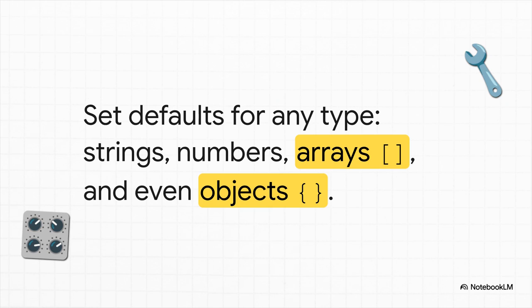And this isn't just for simple strings, not at all. This is where it gets really powerful, when you realize you can set defaults for pretty much any data type. Need a fallback number? Easy. Want to make sure a parameter is always an array, even if nothing gets passed in? Just set the default to an empty set of brackets. Same goes for objects. It just makes your function so much more flexible and way more robust.